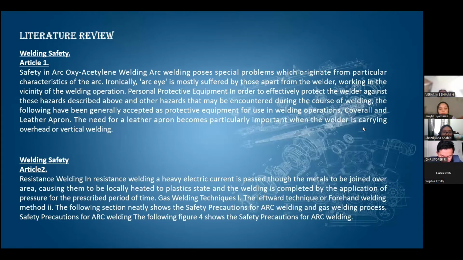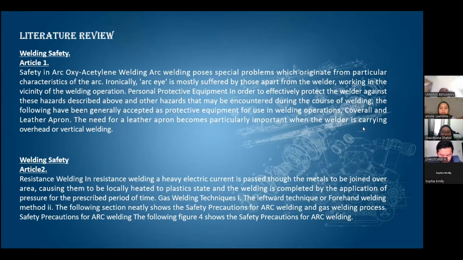Okay, so we continue to the last cluster, that is safety, welding safety. For Article 1 is a review of safety in welding and its level of compliance among local welders, fabricators in Delta State. So in this paper, it's about arc welding process, special problems which originate from particular characteristics of the arc. The need for a leather apron becomes important when the welder is carrying overhead or vertical welding.